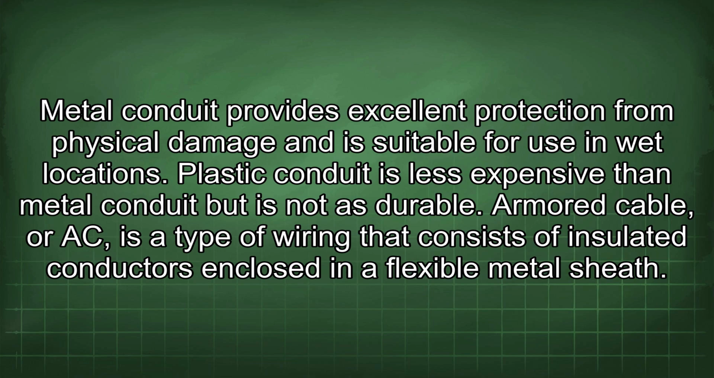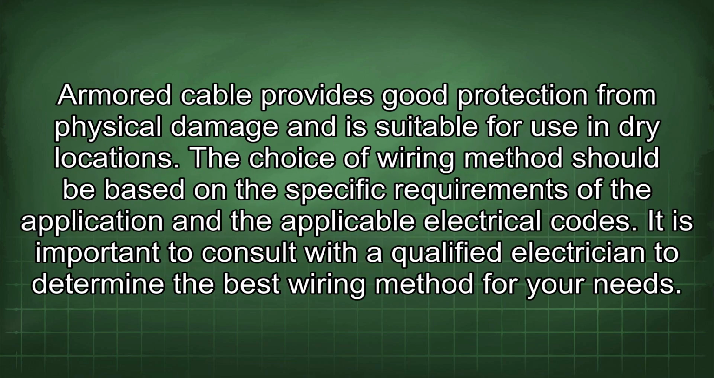Armored cable, or AC, is a type of wiring that consists of insulated conductors enclosed in a flexible metal sheath. Armored cable provides good protection from physical damage and is suitable for use in dry locations. The choice of wiring method should be based on the specific requirements of the application and the applicable electrical codes. It is important to consult with a qualified electrician to determine the best wiring method for your needs.